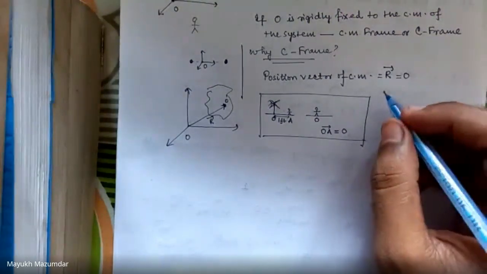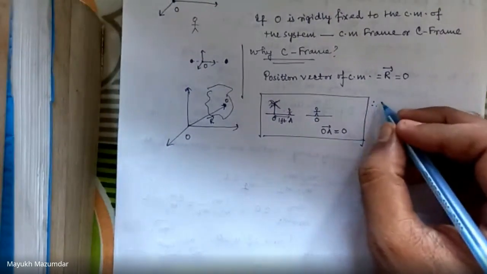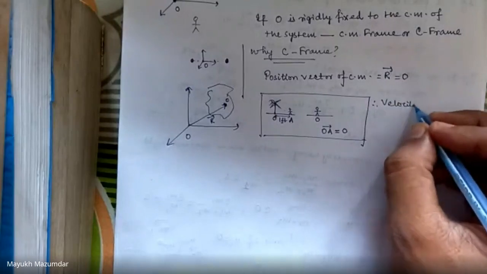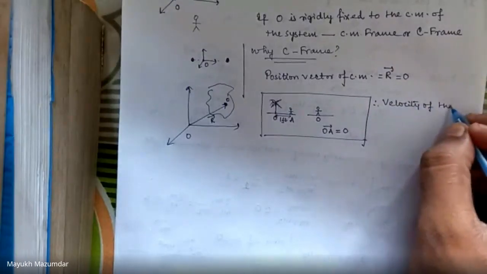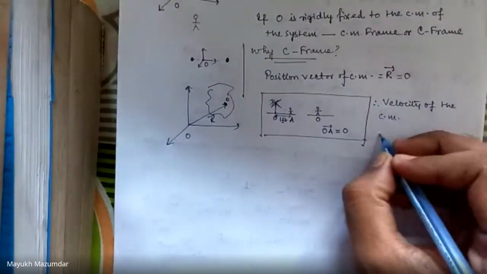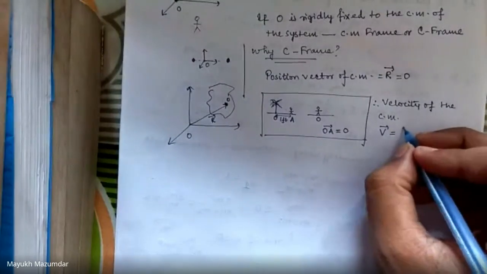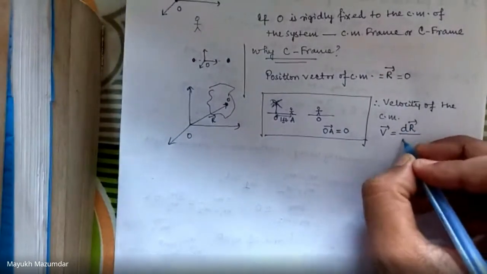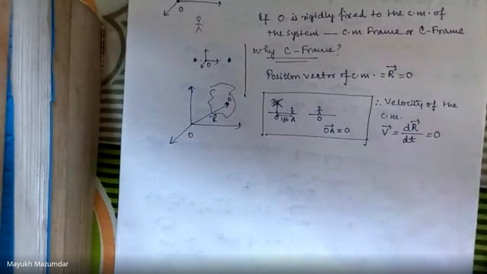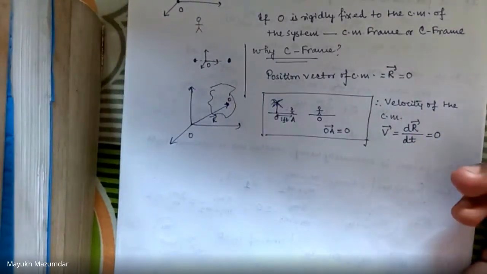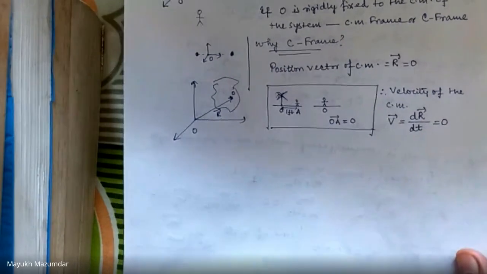So R is 0. Therefore, what is the velocity of the center of mass? dR/dt, obviously. That would be 0. R is 0. Now, so what? Velocity of the center of mass is 0.